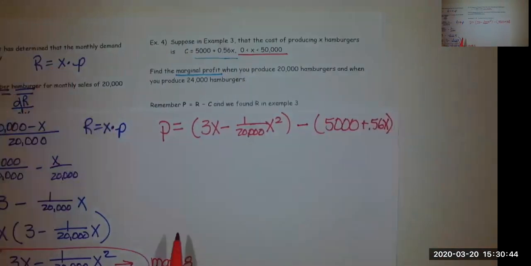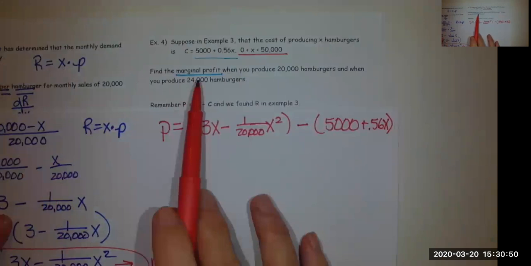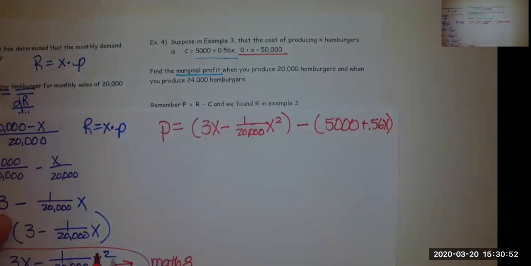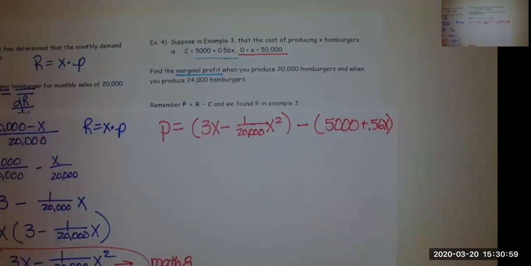Now, let's look at the way this question is worded. Find marginal profit. What does that mean? It means we want the derivative. So you can simply plug this in exactly like it is to Math 8, in which case your calculator takes the derivative, or you can take the derivative yourself and plug in the numbers.